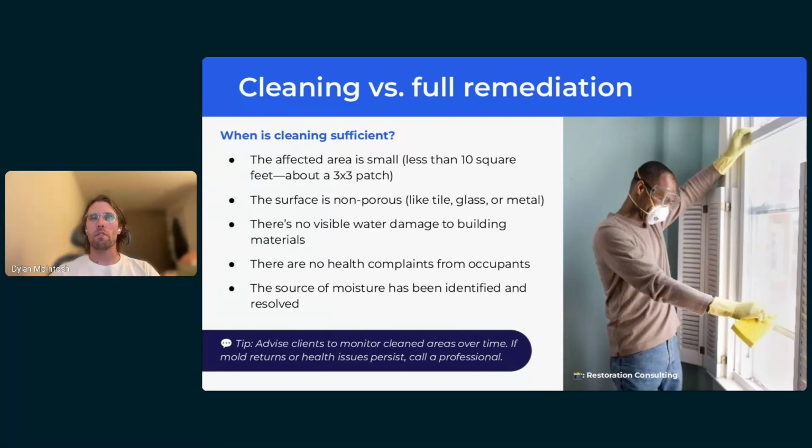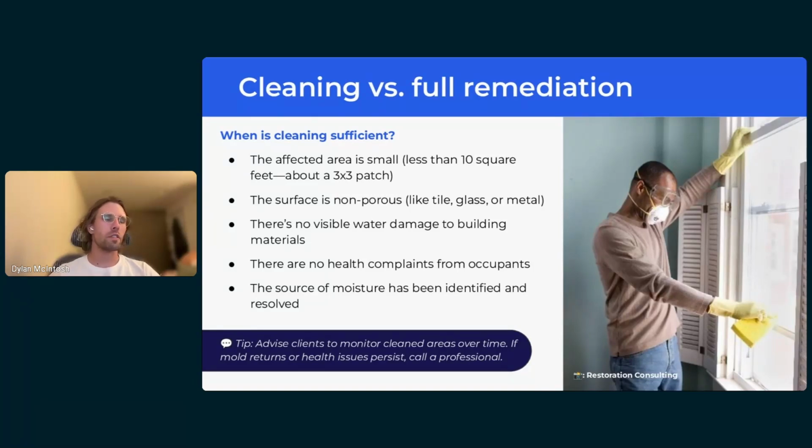Knowing about the porosity of a material, non-porous materials or some semi-porous materials can be cleaned effectively using typical cleaning methods. The materials aren't structurally damaged by the water. Your drywall isn't crumbling or cracking away. The structural lumber hasn't rotted away. There's not really health complaints by the occupants, and the moisture issue has been resolved.